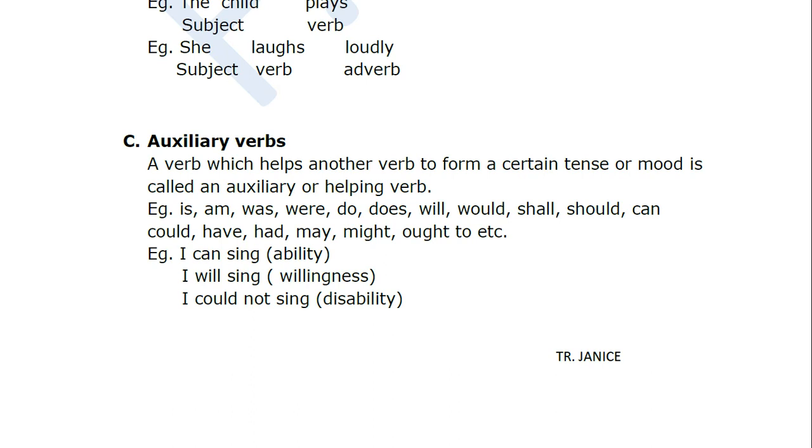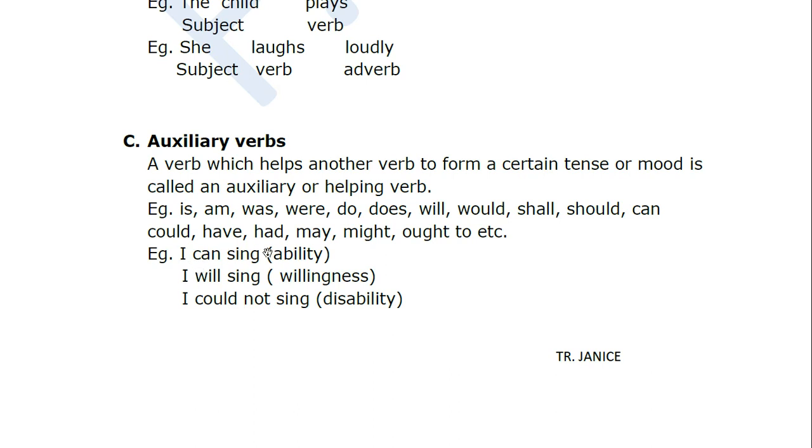Okay, now let's see what the verbs are. A verb which helps another verb to form a certain tense or mood is called an auxiliary or helping verb. Example: is, am, was, were, do, does, will, would, should, shall, can, could, have, had, may, might, ought to, etc. Now, what do they signify?